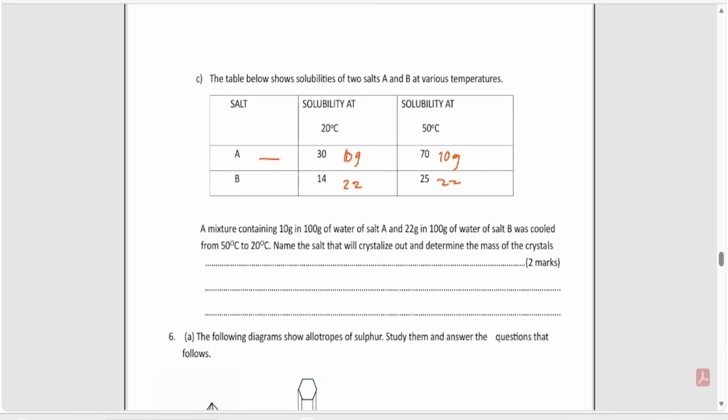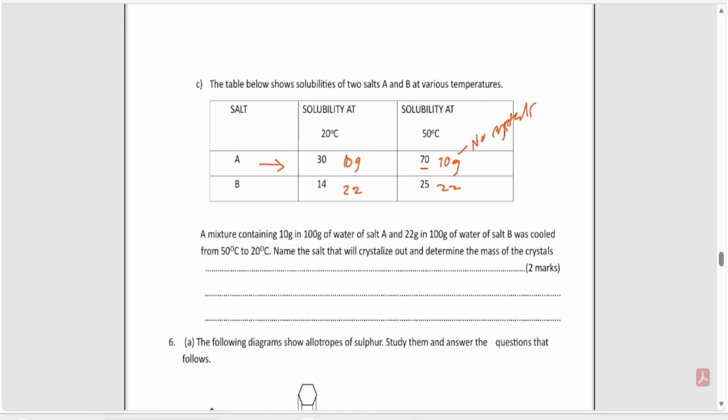When I look at A, focus on salt A. At 50, solubility is 70 and I only have 10, meaning my 10 is already in solution, so no crystals. Then the same salt A at 20 degrees Celsius, solubility is 30 and I only have 10, so no crystals.